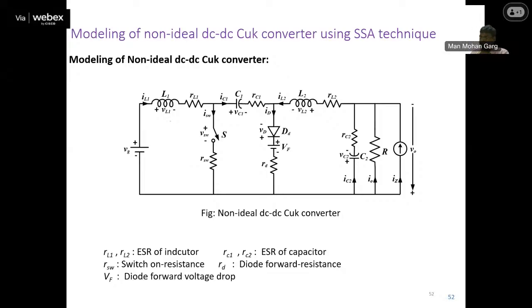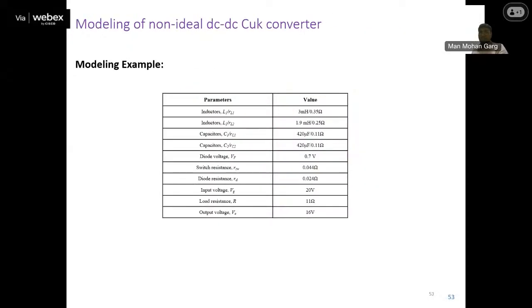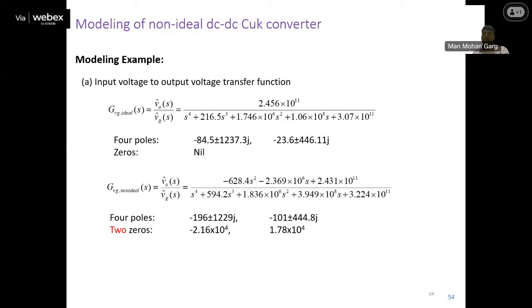This is the Zeta converter, and you can consider all the non-ideal elements here: RL1, RC1, RL2, RC2. These are the ESR of the capacitors and inductors. Then this is the switch, and this is the diode. By considering all these non-idealities, we get different transfer functions. So we are considering non-ideal values in the inductor, capacitor, everywhere. For this, we derive the transfer function in both cases, ideal and non-ideal.